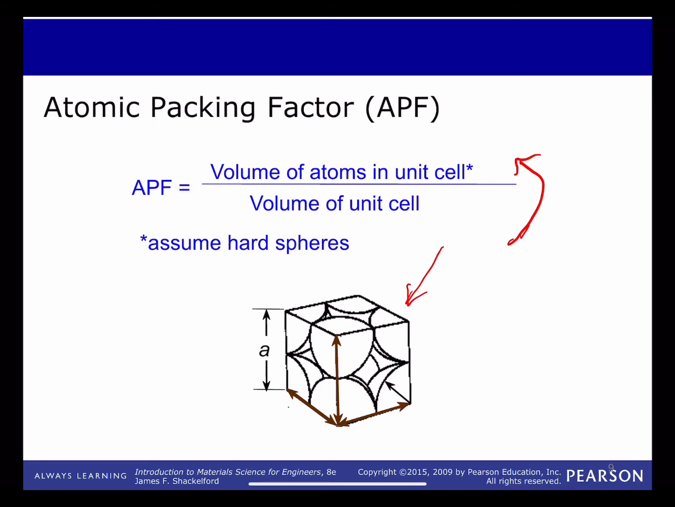In this case, we've been given the edge length A, and we know that all edges are the same because we were in the cubic system. So the volume of the unit cell is simply, of course, going to be A cubed. So use those ideas and see if you can calculate the atomic packing factor for polonium without even being given the radius of the atom. Pause the video if you need.